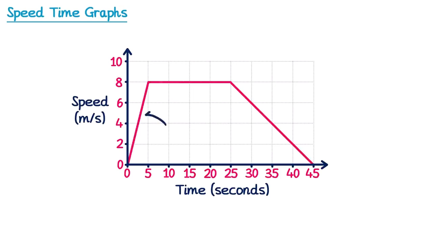In the first section of the graph here, the runner's speed starts at 0 and then it goes up to 8 meters per second. If your speed is changing, we say there's an acceleration. So in this section, the runner accelerated from 0 meters per second to 8 meters per second. So in this part, they were accelerating. In the second section of the race, their speed didn't change. It remained at 8 meters per second. So we could say that in this part, they had a constant speed.